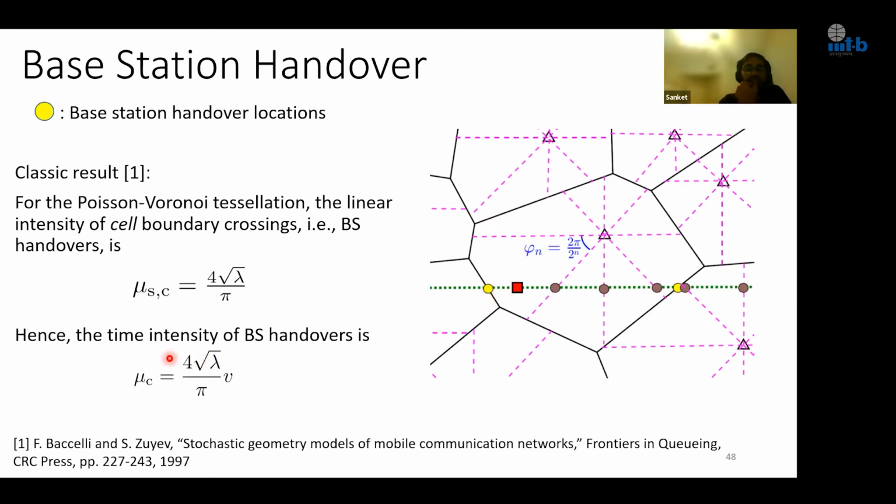And then again, the time intensity, meaning the number of base station handovers per unit time, is given by this formula. There we simply have to multiply this formula by the speed. So this is a very old result, proved in 1997. It has been 25 years.